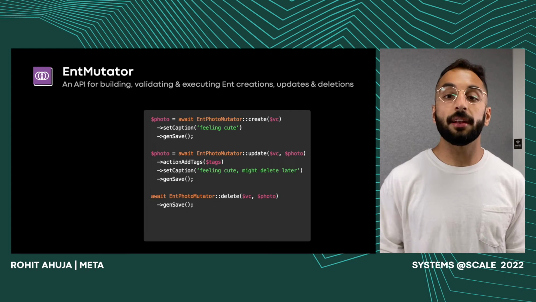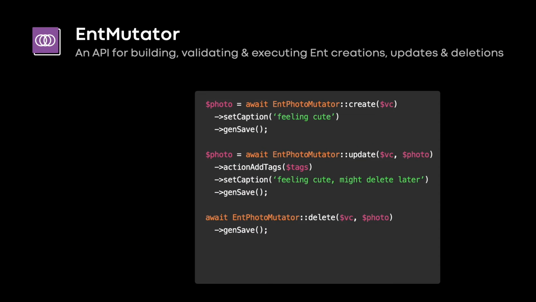I mentioned how the read and write APIs are separate. Ent Mutator, which is our third component, is our API for building, validating, and executing ent creations, updates, and deletions. With a single interface for writes, we can provide developers with the features to execute highly complex mutations for their products. As you see on the right, Ent Mutator looks a bit like NQL in that we can build mutations with strongly typed setter methods and then execute them.